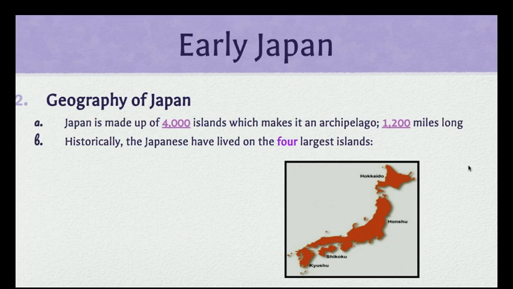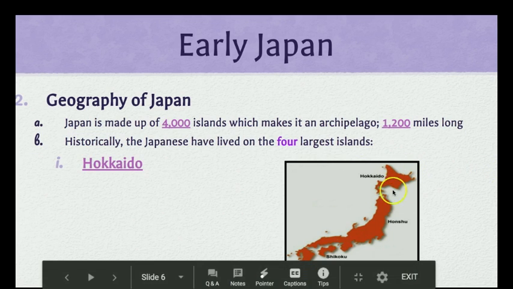Historically, the Japanese have lived on the 4 largest islands, and these are the 4 islands that we are going to learn in this unit. So in the north, you have Hokkaido, right here. The big island just south of that is Honshu. Then you have Shikoku and Kyushu.